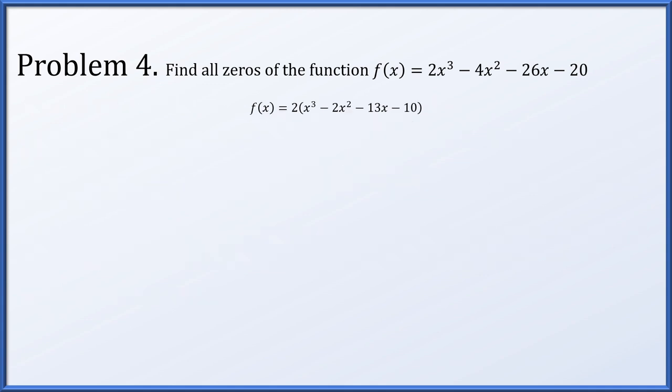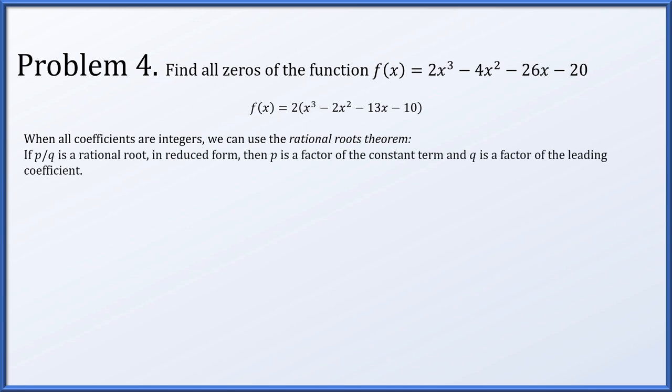Anyway, continuing with problem 4, we have f of x equals 2 times x cubed minus 2x squared minus 13x minus 10. We want to factor this function. We've already brought out the 2, so our attention now turns to that cubic x cubed minus 2x squared minus 13x minus 10. That's what we want to factor. Now, all of the coefficients are integers, meaning we can use something called the rational roots theorem.